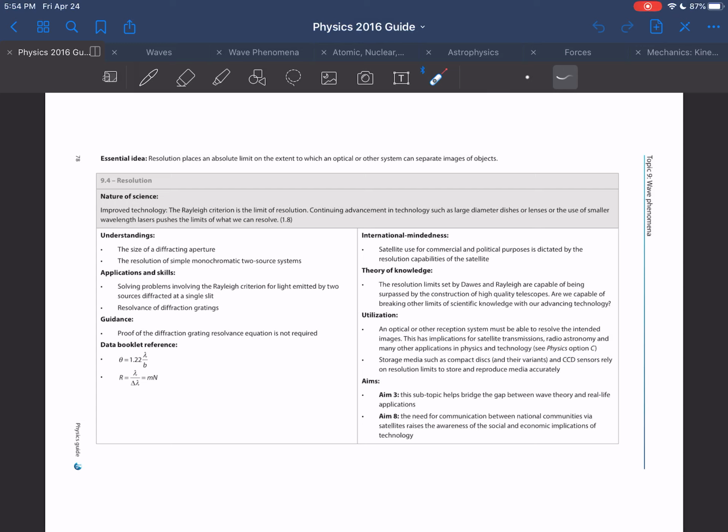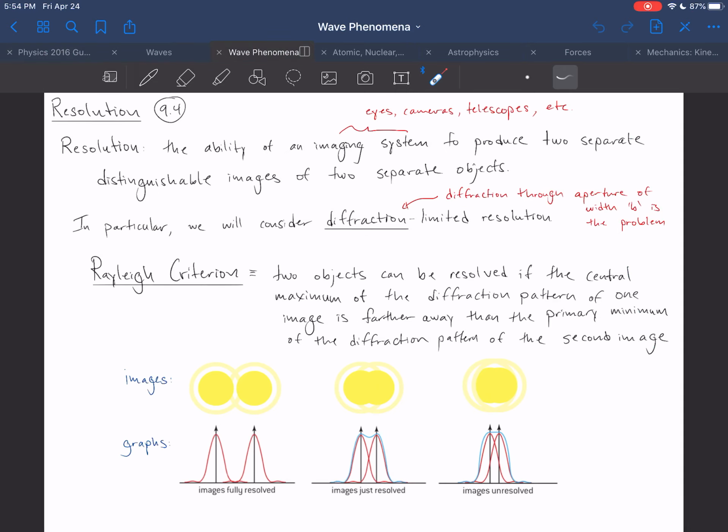Hello everyone. In this video, we will continue to examine topic 9.4 resolution, and in particular, solving problems involving the Rayleigh criterion for light emitted by two sources diffracted at a single slit.